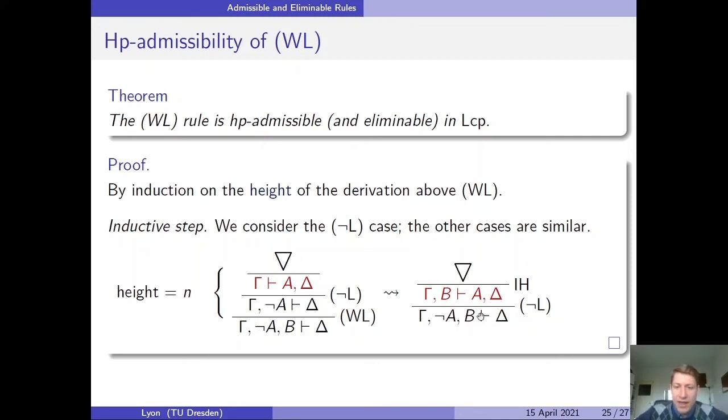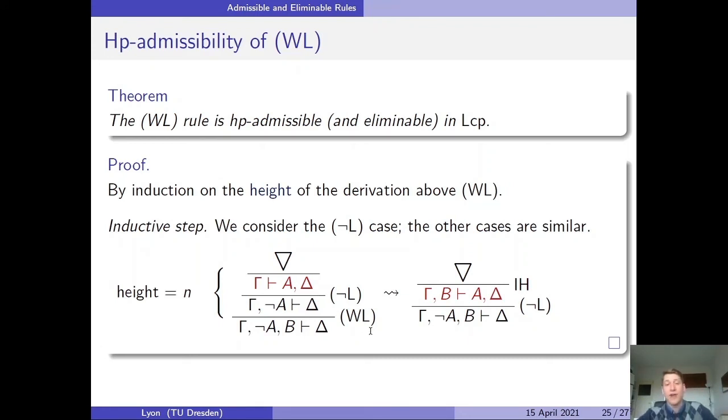And observe that the height of this derivation is of height n plus 1, whereas the given derivation was of height n plus 2, because the sequent in red had a derivation of height n, so its conclusion had a height of n plus 1, so the conclusion of weakening left was of height n plus 2. So this shows that weakening left is height-preserving admissible.